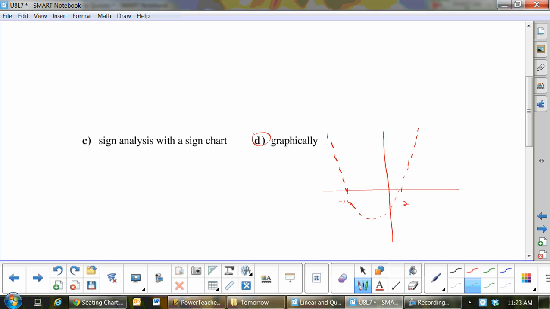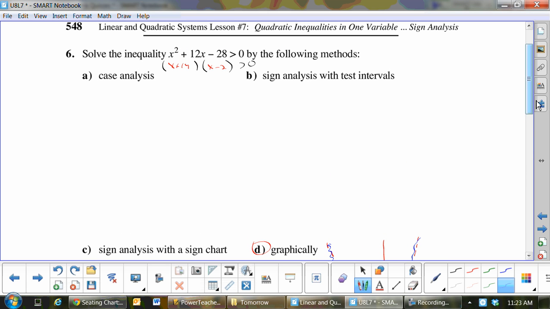What part of the graph am I going to be shading in? Top or bottom? Above 0, right? Why did I pick that? Because I have some people giving me dirty looks right now. Because the inequality says, when is it above 0? That's what greater than 0 means, you guys. Above.